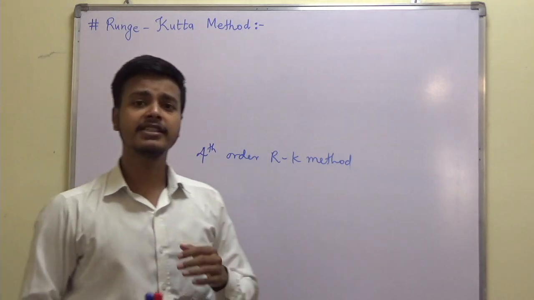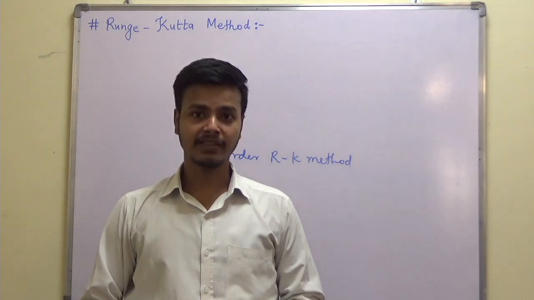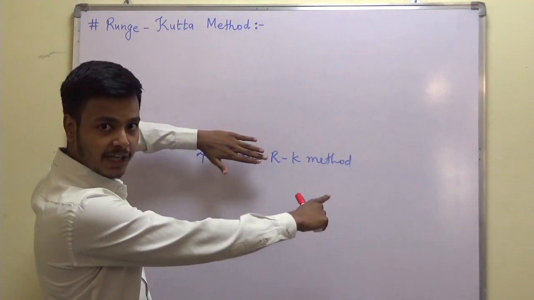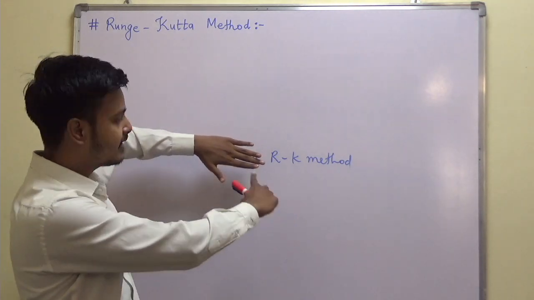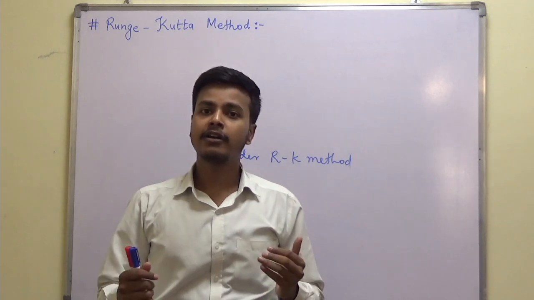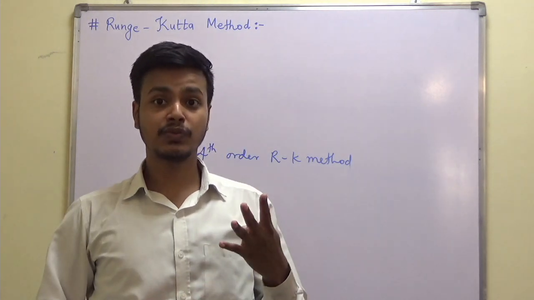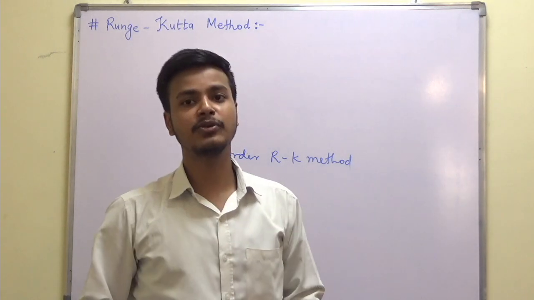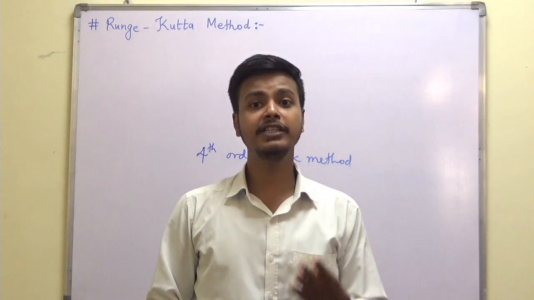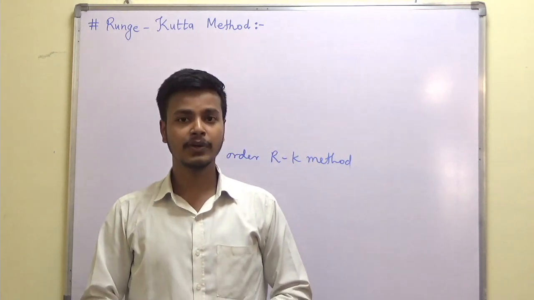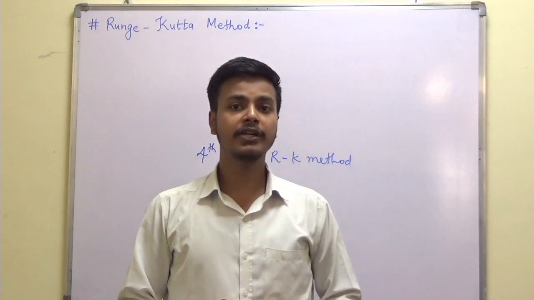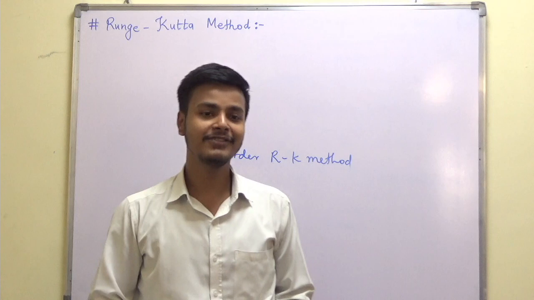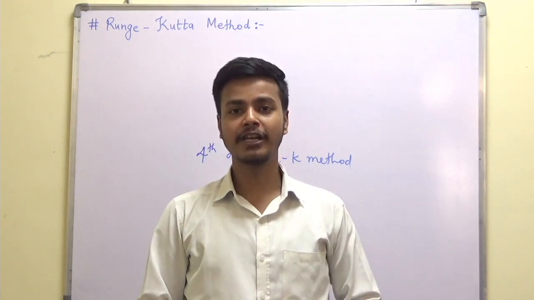This Runge-Kutta method is a very famous method in numerical methods, and it is also known as the RK method, which is another popular name for it. The Runge-Kutta methods are of four types, namely the first order, second order, third order, and fourth order Runge-Kutta method. The first order Runge-Kutta method is nothing but the Euler method, and you have to convince yourself of that.